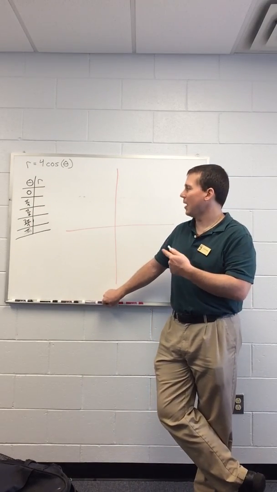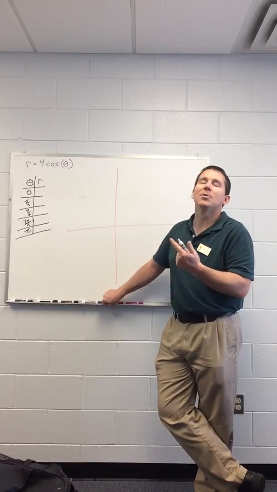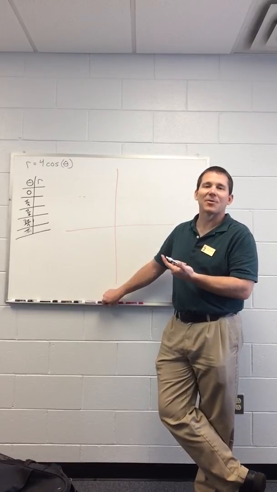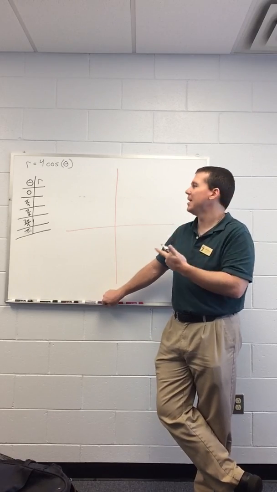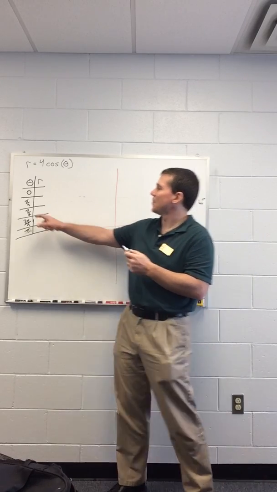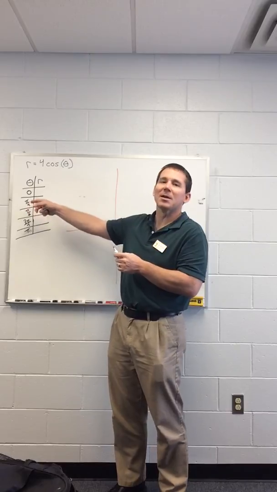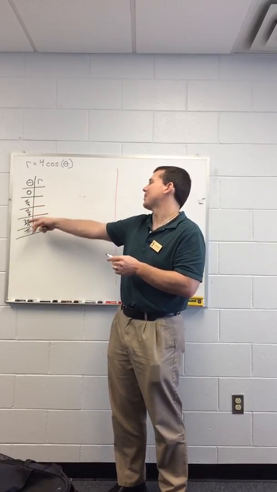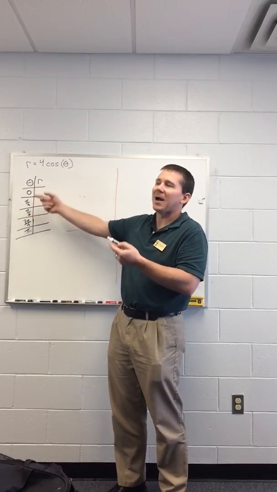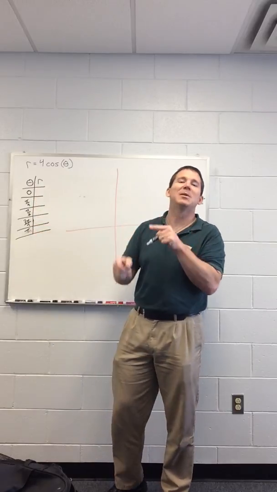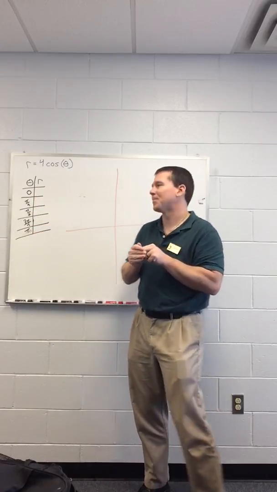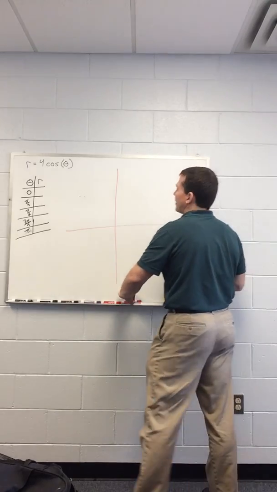Sometimes the points you plot don't give you enough information if you don't recognize the graph. Then just pick more angles in between. Like maybe if this doesn't tell me enough information, I can try pi over 3 or pi over 6. Different angles in between all these angles to give me more points to connect the dots on. But we'll go with this one for right now.